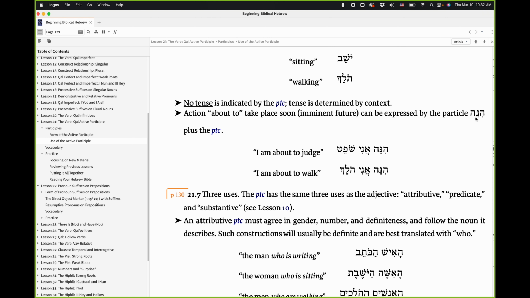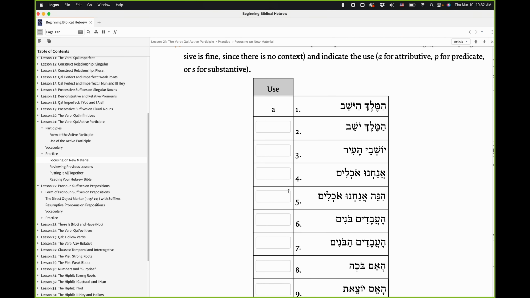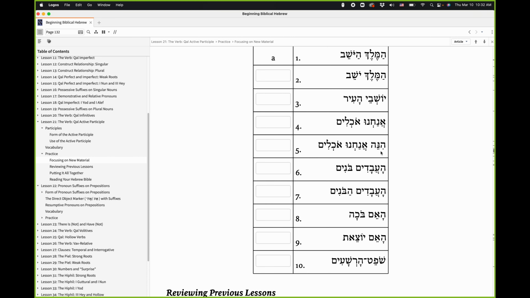So this hene particle here is trying to get you to look at the immediate future. And so when it says hene ani shofet, like behold, watch out, I am judging, that's this idea of I'm starting to, I'm beginning to, or I'm about to, or it's imminent, as he says. So when we apply that here to B5, we've got hene anachnu. Anachnu is the first common plural form of the pronoun. So we, behold, hene, watch out, look.